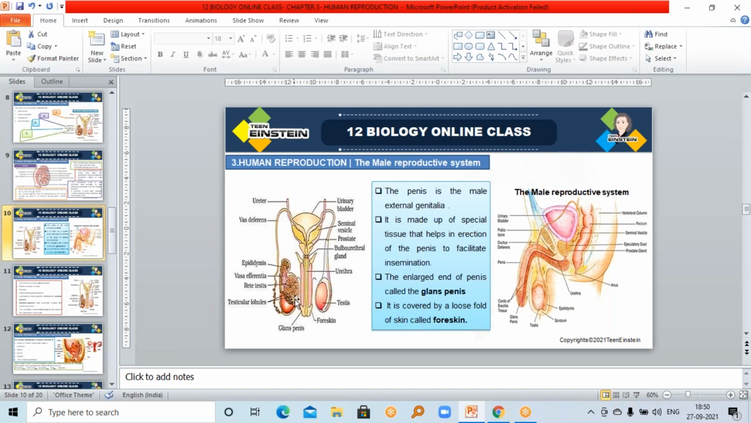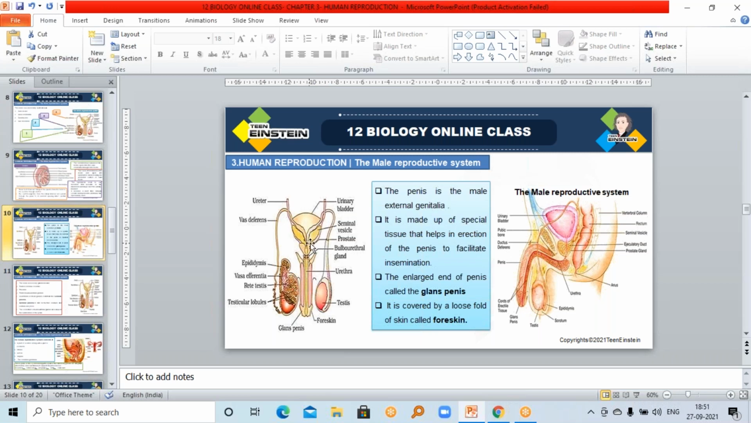You can see here, from here it is going to the vas deferens. This portion ascends to the abdomen. This is the vas deferens, this loop-like portion, and it loops over the urinary bladder. It's just a loop that goes over the urinary bladder. And it receives a duct from the seminal vesicle.